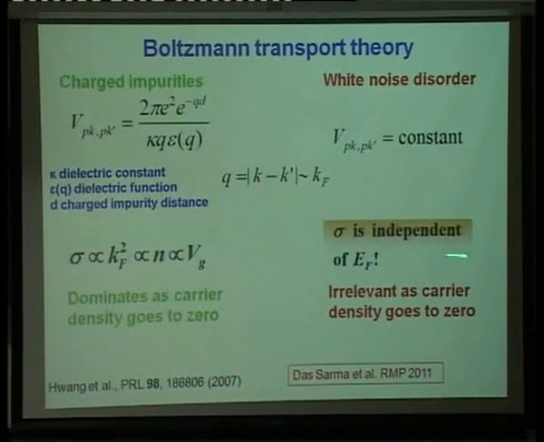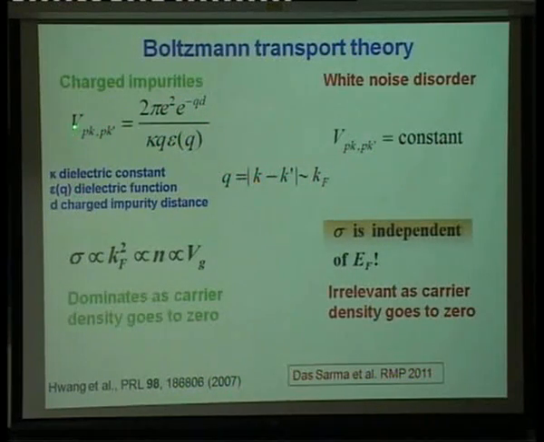So this violently disagrees with experiment. But what is more important is that let's look at what charge impurities give. For charge impurities, the electron impurity interaction disorder is 1 over q, but then there is a factor of e to the power minus qd if they are separated from the plane. They would not be exactly on the plane. If they're exactly on the plane, d will be 0. So d is some small number. So this is the formula.